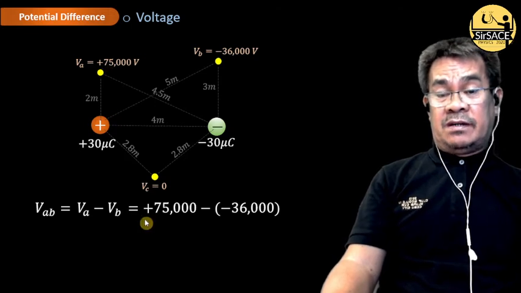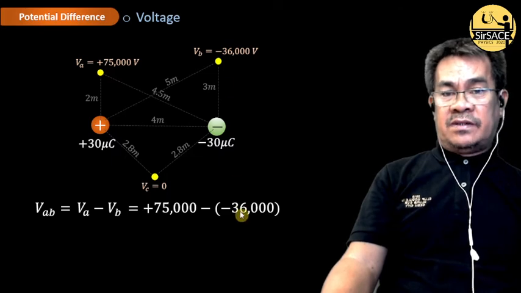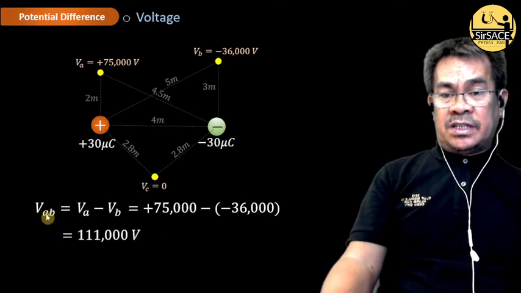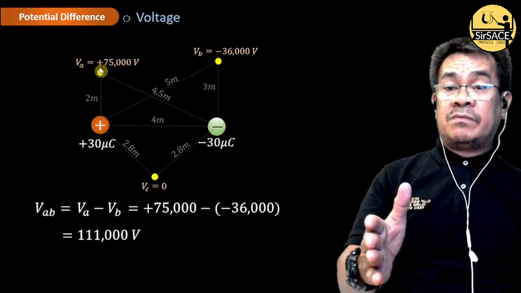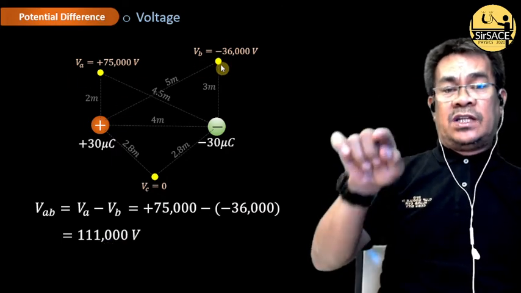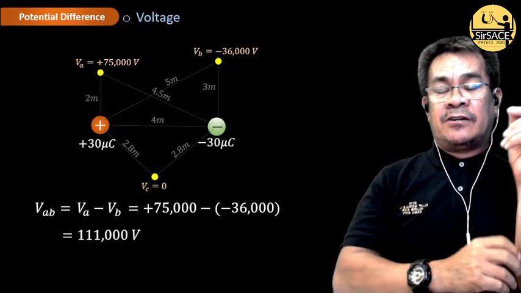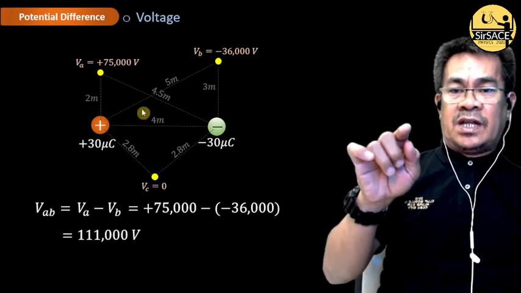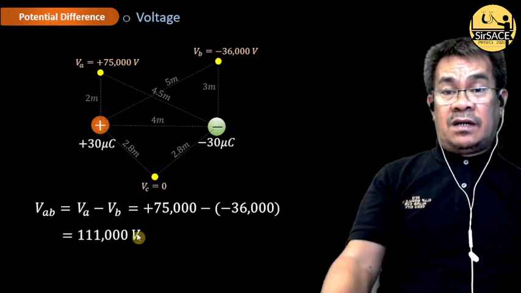So if you do the manipulations, substitute this VA here, and this is VB. Take note, minus, because difference always minus, but this is minus. So therefore, the potential difference is 111,000 volts, or the voltage at these 2 points. We need 2 points. In order to obtain voltage, we need 2 points. We call them terminals of the source. So we can utilize this as a source for the 2 points. So the answer is 111,000 volts. So we add the two.